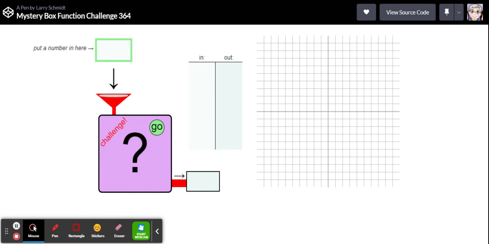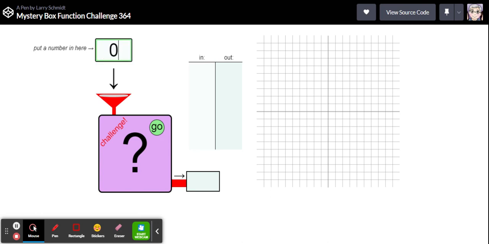Hello, everybody, and welcome to another Mystery Box Function Challenge. Today is the 364th challenge out of 365. So we've got a particularly tough one for you today. If you'd like to try this out on your own, use the link in the description. And when you've got an idea about what the secret mystery math is inside this purple box, come on back and see if we get the same thing.